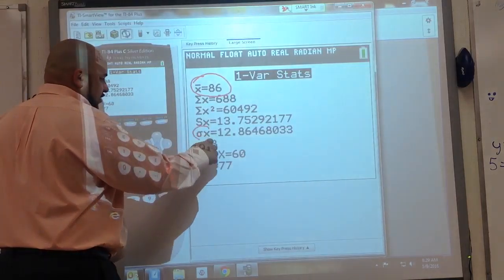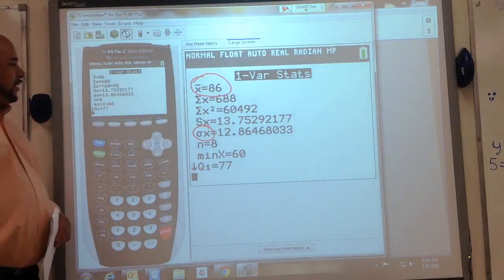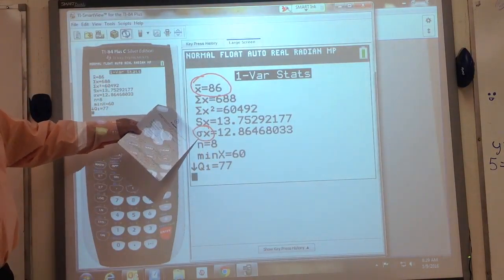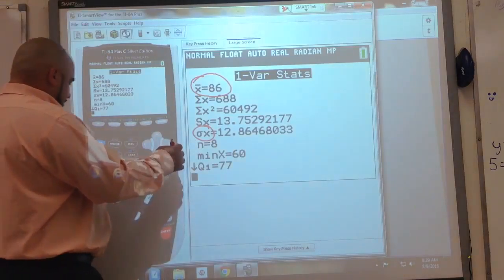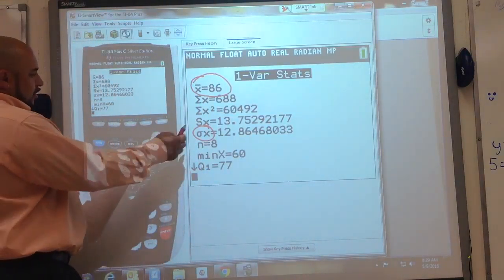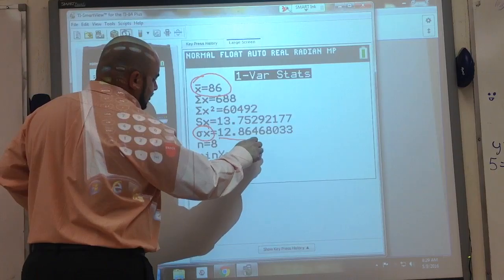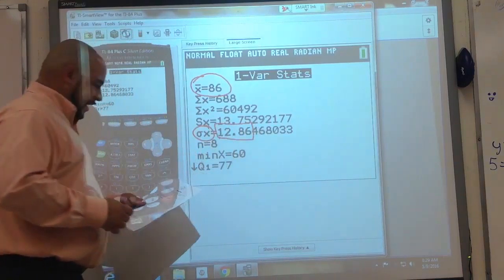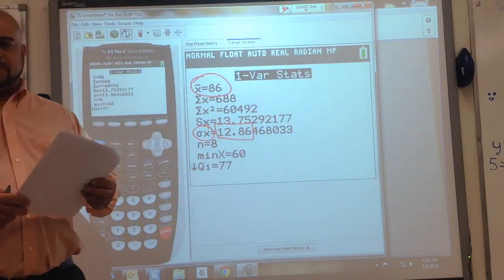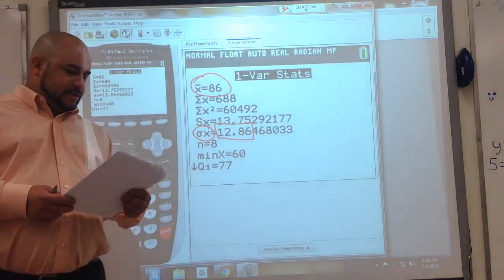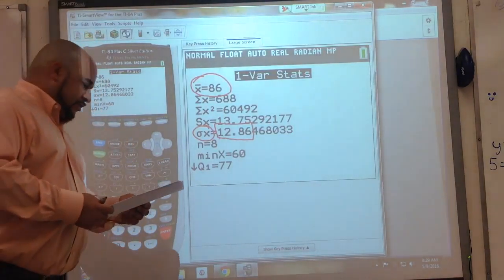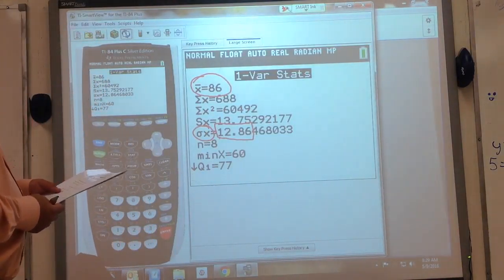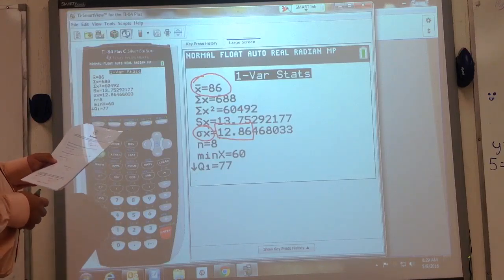So remember I told you this one right here, the standard deviation symbol with the X beside it. And I'm going to round this to the nearest hundredth. So I just put 12.86. So on your paper, step 1, find the mean. So you got 86. Step 2, find the standard deviation, which is 12.86.